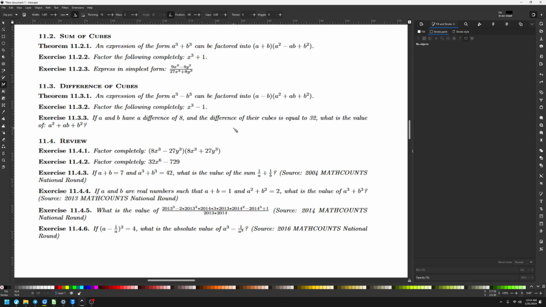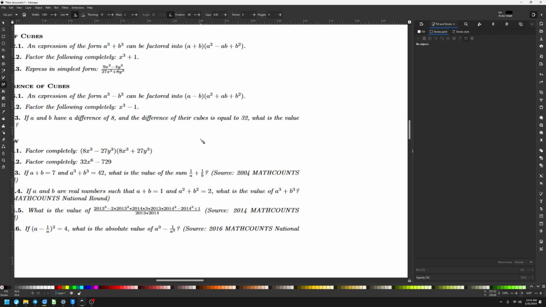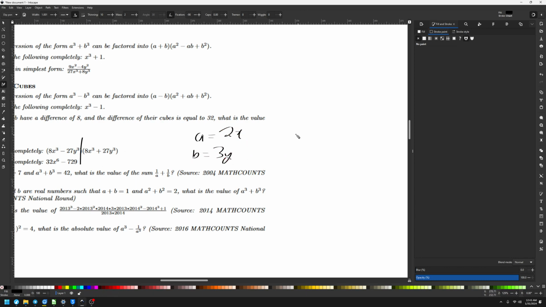Okay, time for the next one. Factor completely 8x cubed minus 27y cubed times 8x cubed plus 27y cubed. Okay, let's define our a's and b's first. So for the first factor, we have a is equal to 2x, b is equal to 3y, and it's the same for the second part, just a different sign.